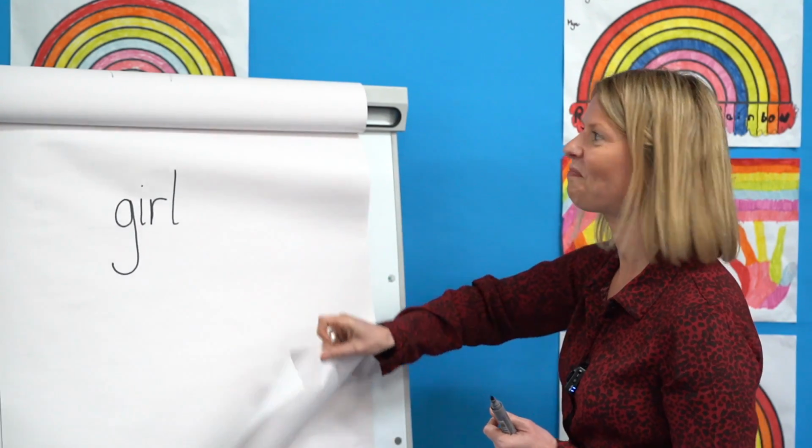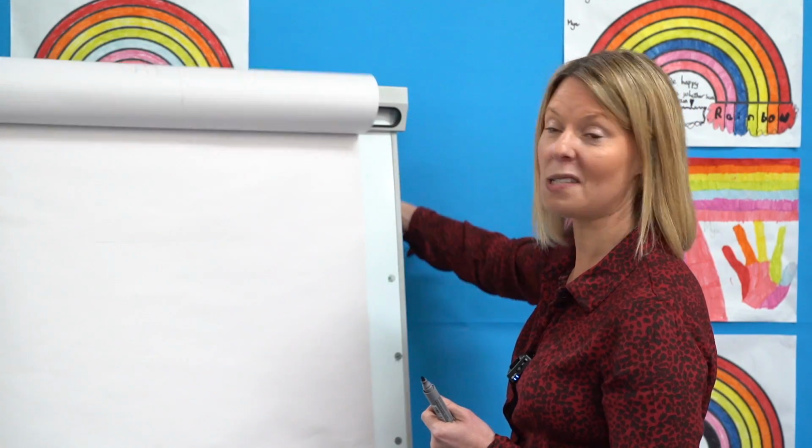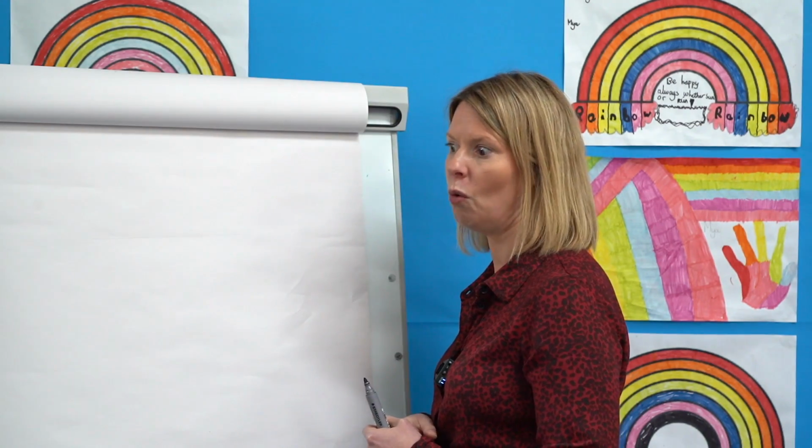Okay, let's learn to spell a tricky word. We can read the word thought, so now let's spell it. Segment the sounds with me. Thought. Let's count how many sounds there are. Thought. That's three sounds. Watch me write thought.